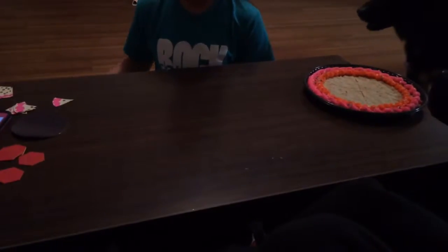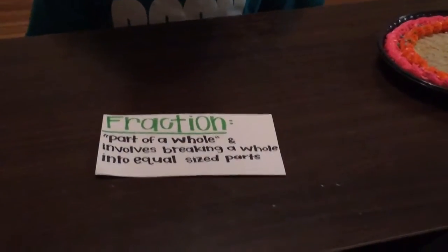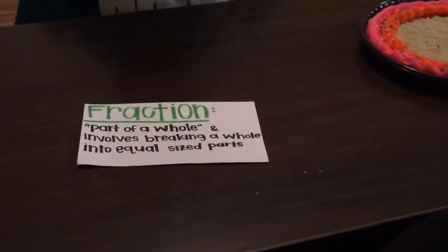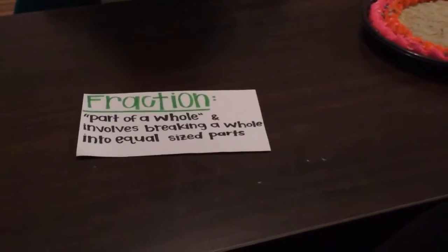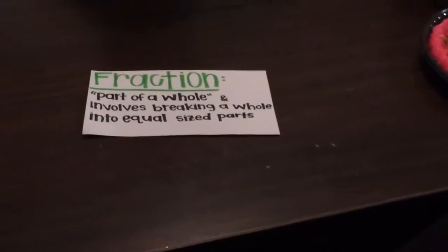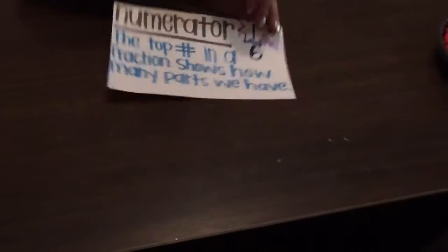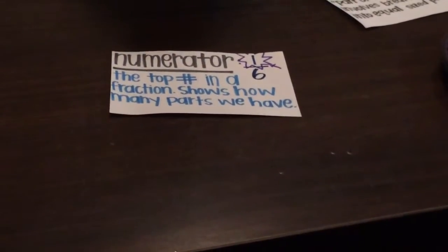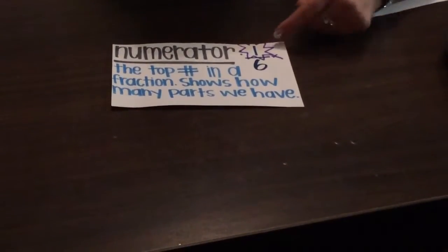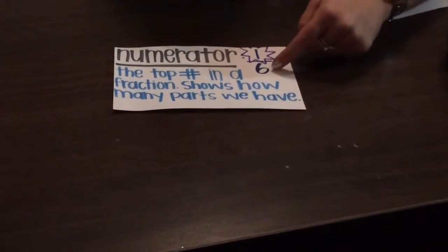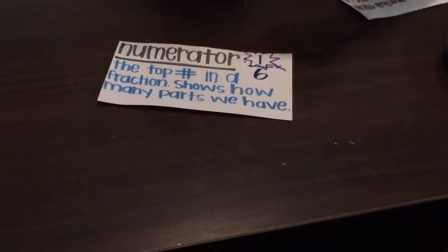So to start, we are going to refresh our memory of what a fraction is. A fraction is part of a whole and involves breaking a whole into equal-sized parts. So we know that a fraction has a numerator and a denominator. A numerator is the top number of a fraction. It shows how many parts we have. So looking at 1/6, our numerator is 1 because it's one part of 6 groups.